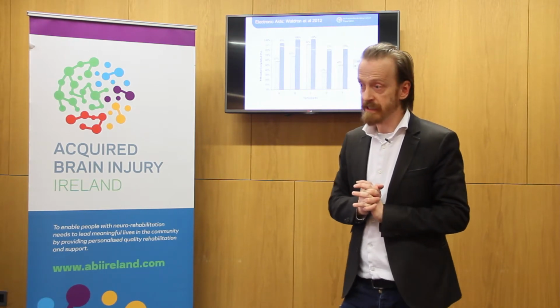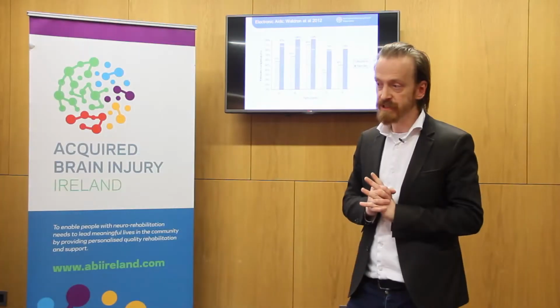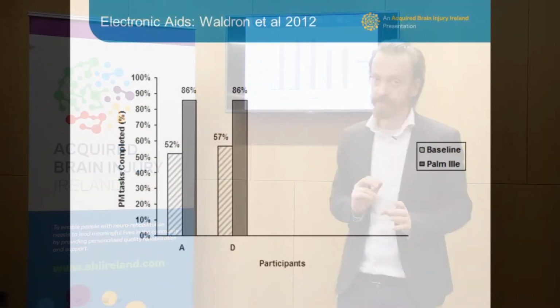So this slide is just an example of how effective this can be and some limitations to it. So this is a study that I did a few years ago, and we had 5 participants, A, B, C, D and E, and they were learning to use an electronic memory aid. It was a very basic mobile phone type device.